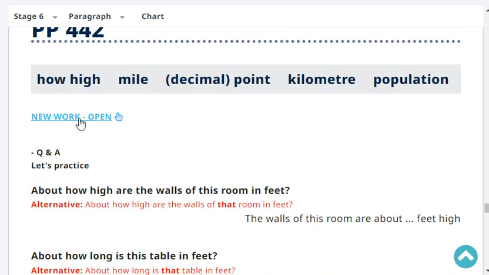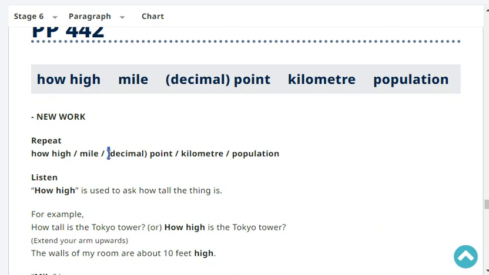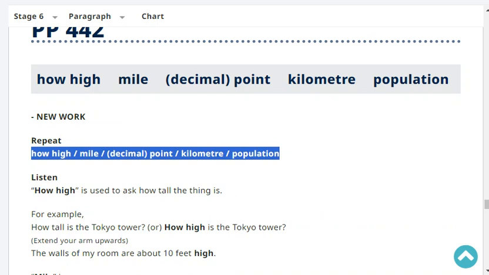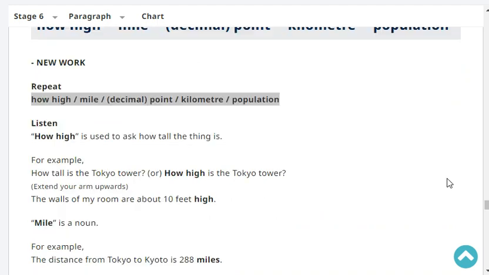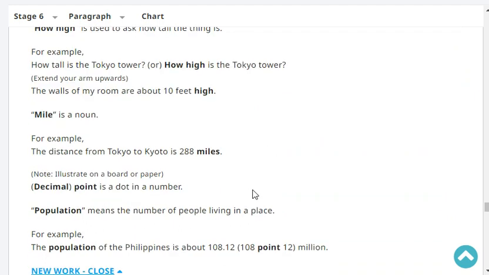Okay, next repeat. How high? Mile, decimal point, kilometer, population. Very good. Okay, listen. The phrase how high is used to ask how tall a thing is. For example, how tall is the Tokyo Tower?